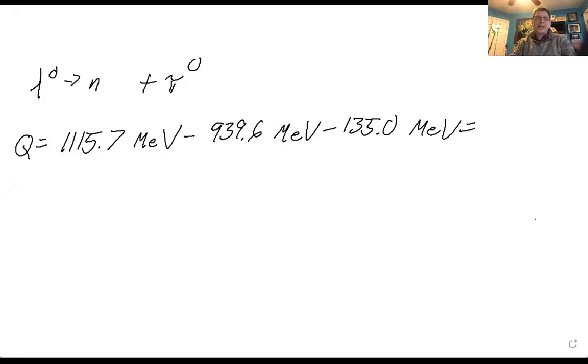And so you do those together, and you get 41.1 mega electron volts. And so that's the energy that gets released. It's not all that different from a nuclear reaction. Sometimes you need an input of energy to make an interaction take place, and sometimes you get a release of energy.